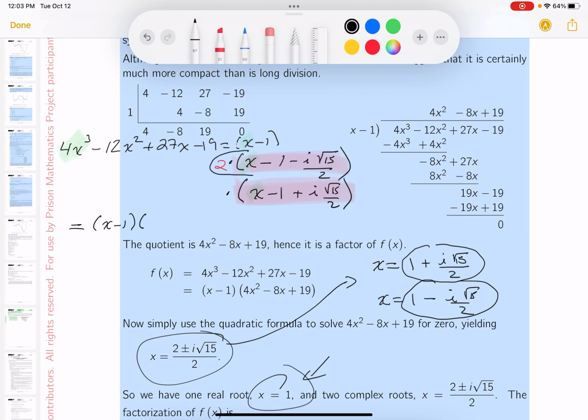I'm going to do this guy now. You're going to get 2x minus 2 minus i root 15. And I'm going to associate a 2 with the other guy. That's 4, right? Let's keep going. What do you get? 2x minus 2 plus i root 15.